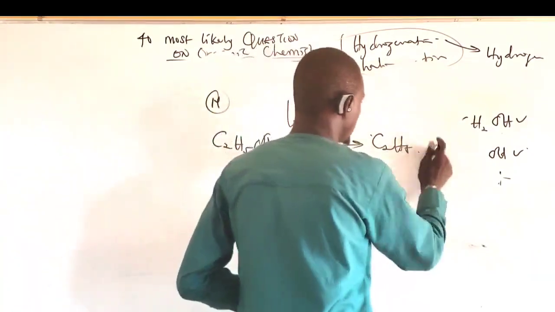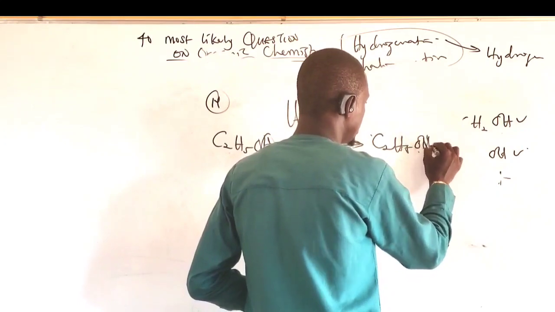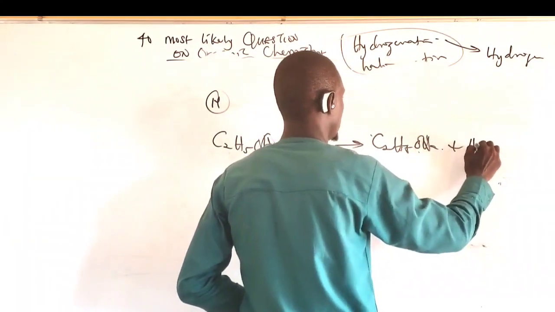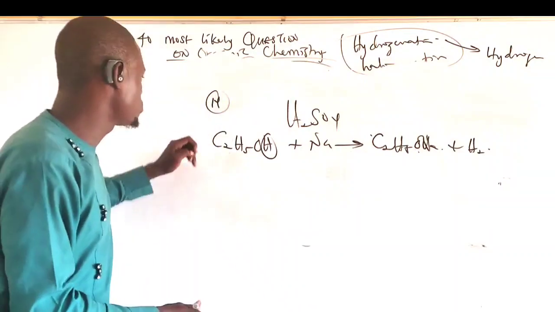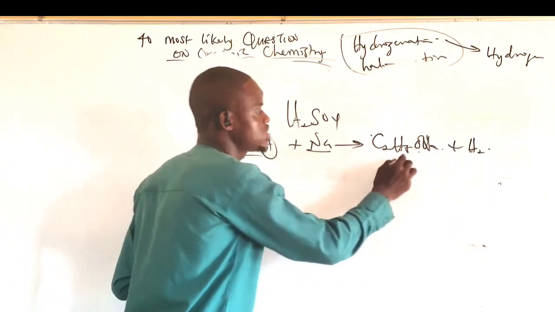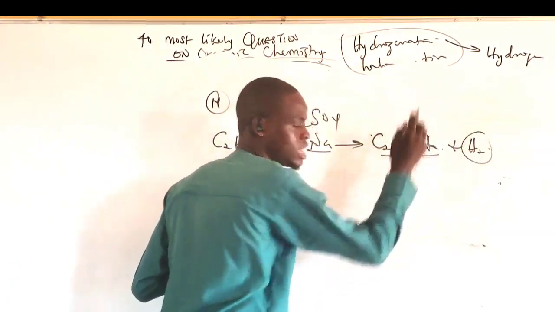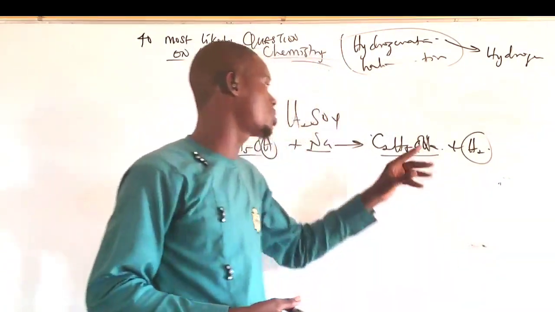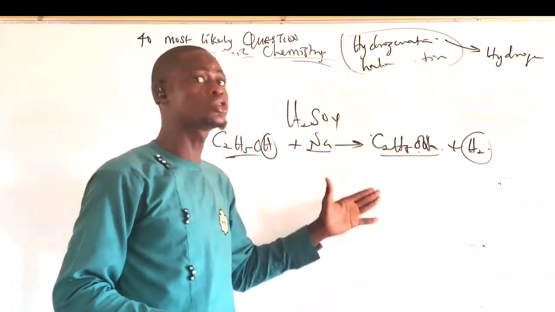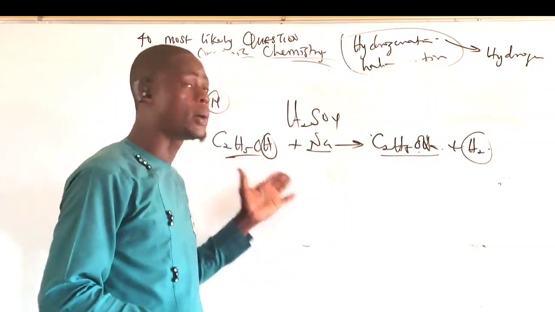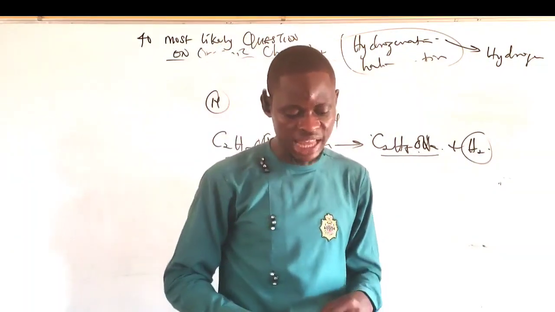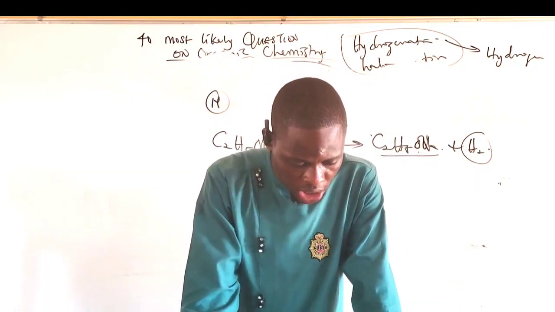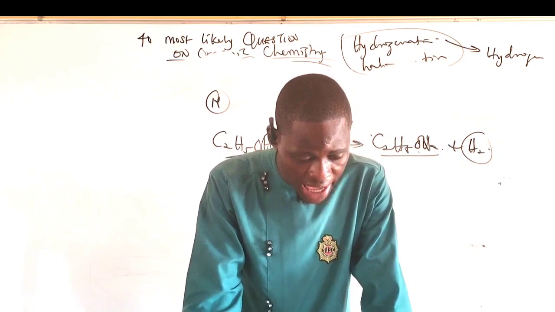Plus H2, hydrogen gas. When you react ethanol with sodium, it gives sodium ethanoate and hydrogen gas. That means hydrogen gas will be given off in that reaction. Why? Because sodium is more reactive than hydrogen, so it displaces hydrogen from its compound.